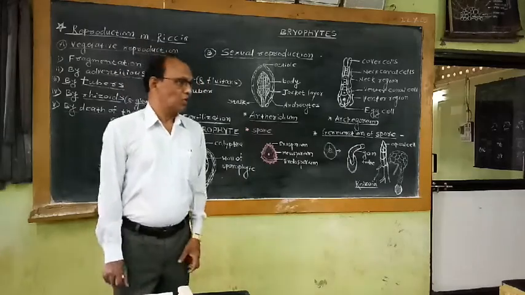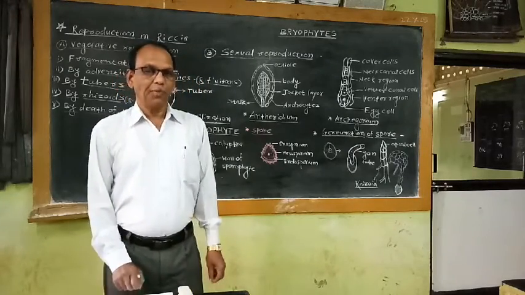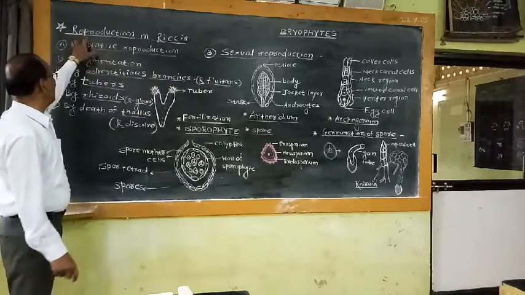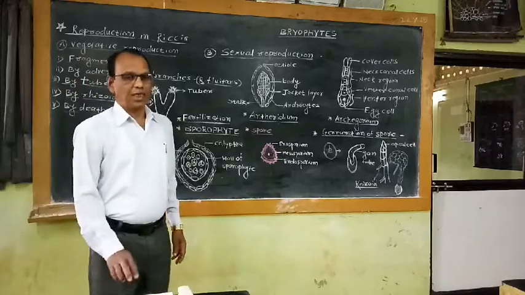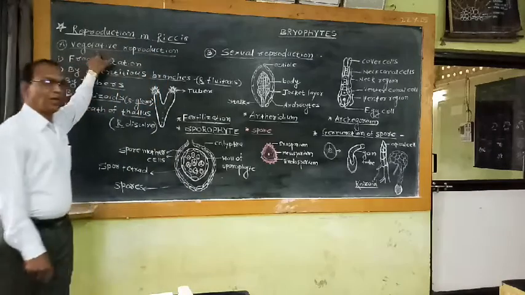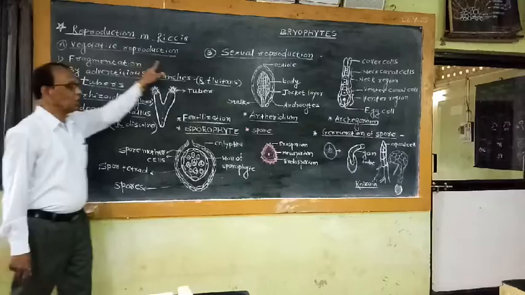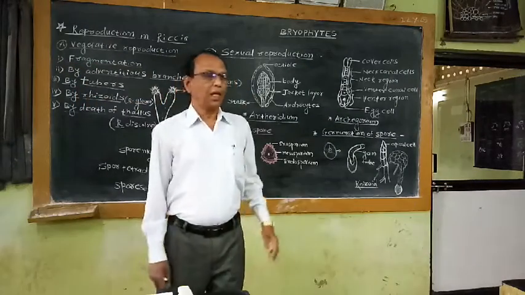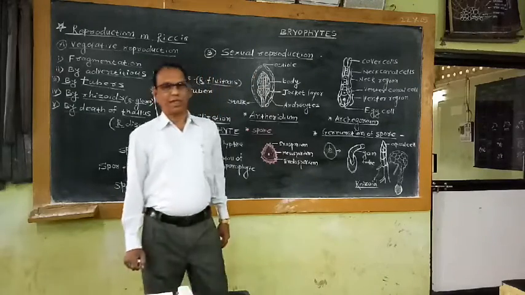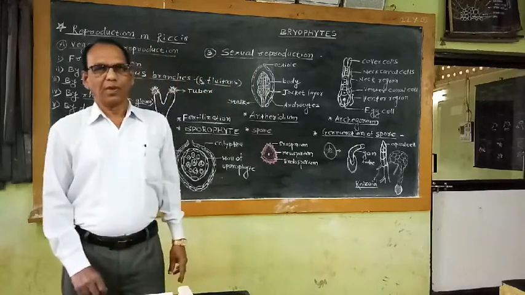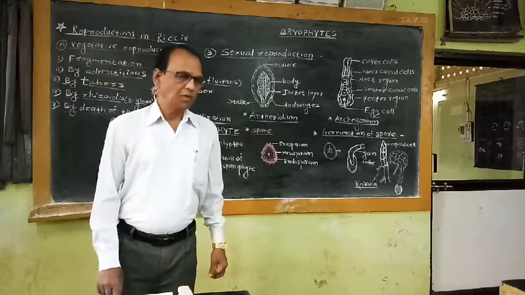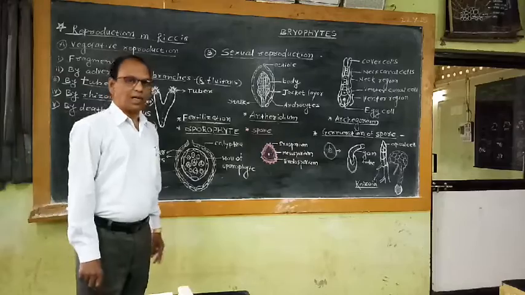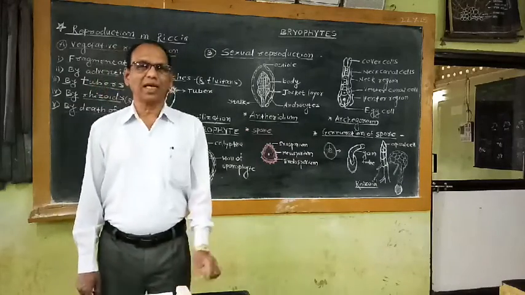So today I am going to discuss the reproduction in Riccia. Reproduction in Riccia takes place by two methods. The first method is vegetative reproduction, and another method is sexual reproduction. By both means, new plants are regenerated or developed in this Riccia type.